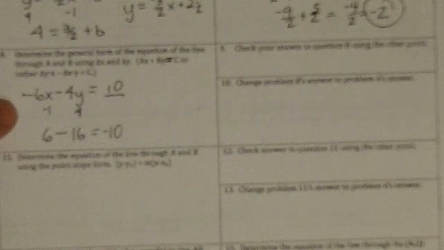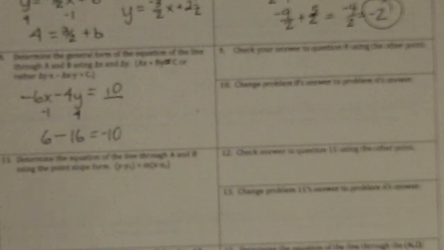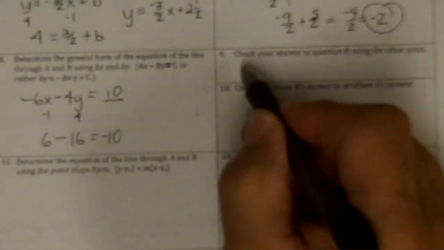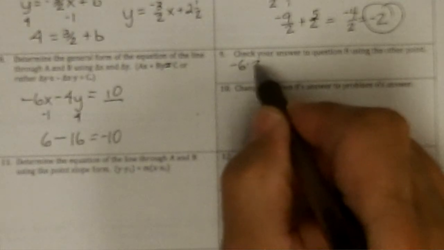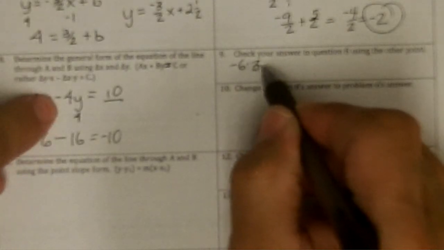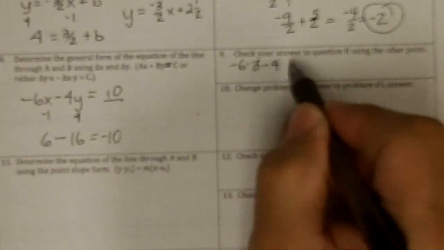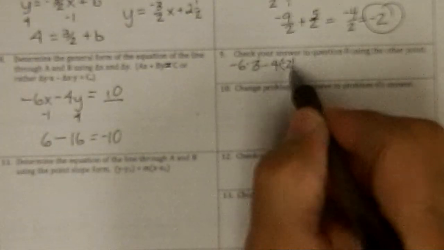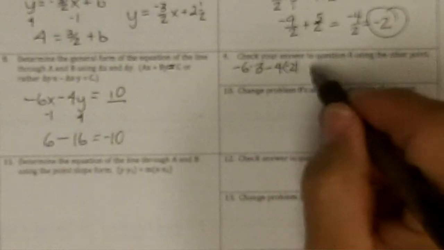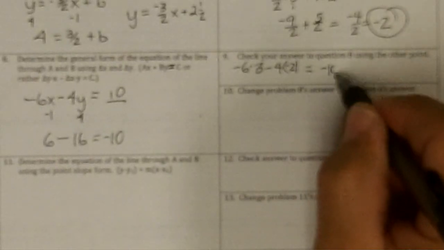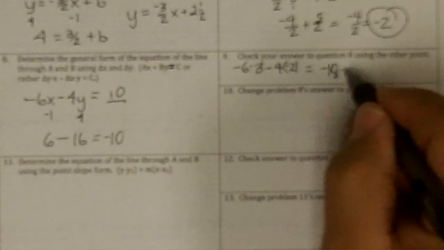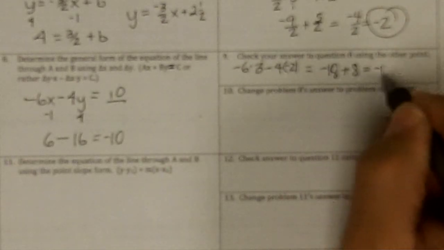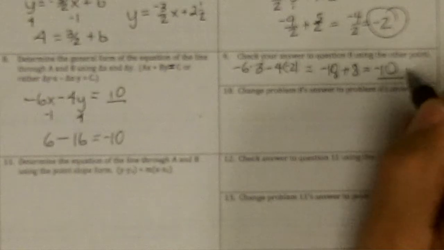And I should be able to put in 3 and -2 and come up with minus 10. So we'll check that. Minus 6 times 3 minus 4 times -2. So that's -18. And -4 times -2 is plus 8. That's -10. So it checks.